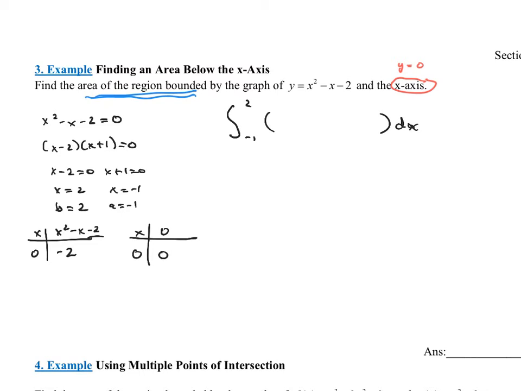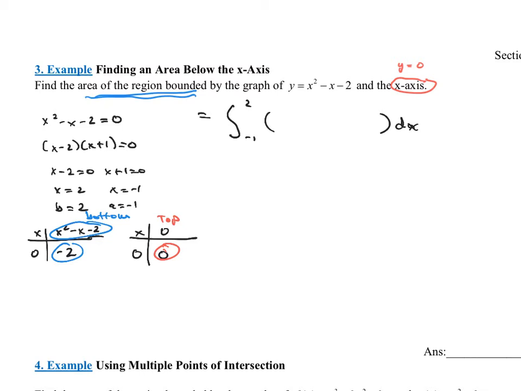So it seems to me that the top function is going to be y equals 0, and the bottom function, because it's a smaller number, is going to be x squared minus x minus 2. Again, the higher number, higher y value is the top function, the lower value is the bottom function. So when I go back to the original problem to find the area of that region, I have the integral from negative 1 to 2, my limits of integration, of the top minus the bottom.